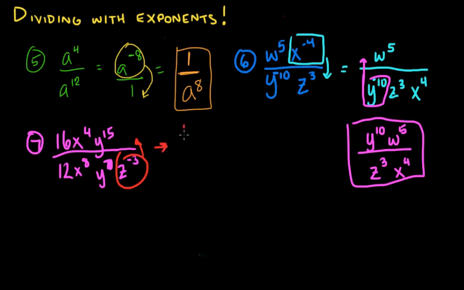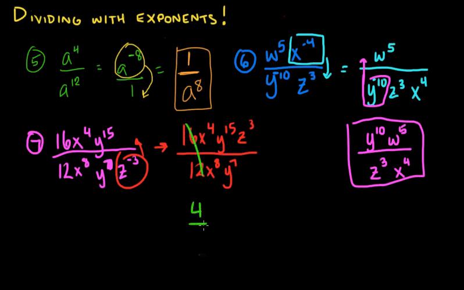So when I do that, I've got 16x to the 4th, y to the 15th, z to the 3rd, positive 3 now, over 12x to the 8th, y to the 7th. All right, so there's a lot of stuff going on here. So let's go ahead and start simplifying some things. I've got 16 over 12. Well, that's 4/3. And I'm going to extend this out a little bit because obviously I'm going to have a lot more going on. I've got x to the 4th over x to the 8th.